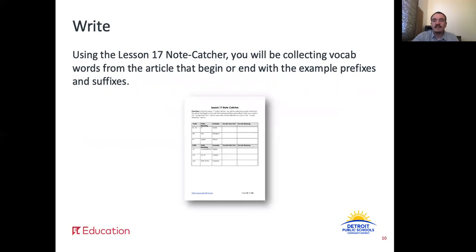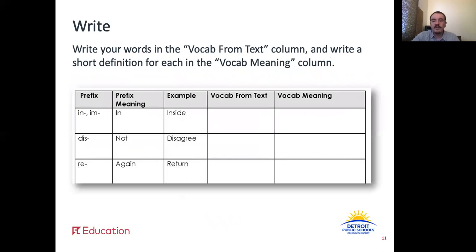Now we will complete the Lesson 17 note catcher. You will be collecting vocab words from the article that begin or end with the example prefixes and suffixes. Write your words in the vocab from text column and write a short definition for each in the vocab meaning column. Pause the video here while you complete this work.